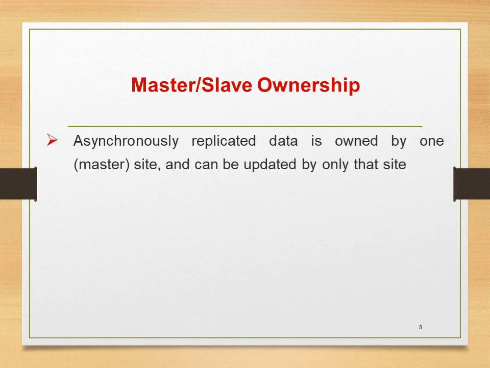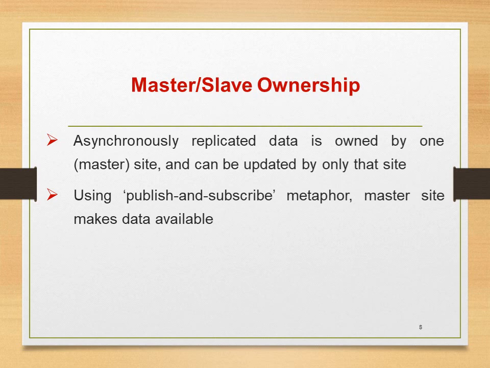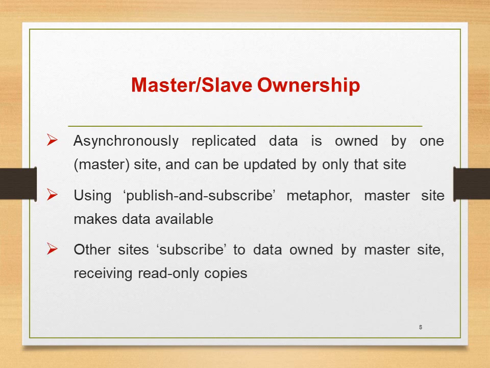Here, asynchronously replicated data is owned by one master site and it can be updated by only that site. Here it is using the publish and subscribe method. That means the master site makes the data available. All the slave sites are subscribed to the data which is owned by the master site, and the slave sites receive only read-only copies on their local system.